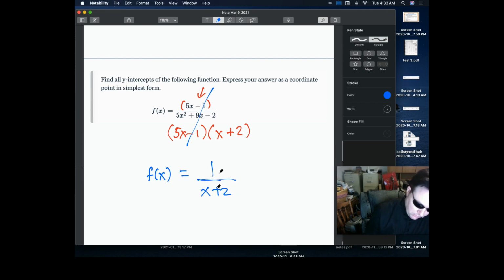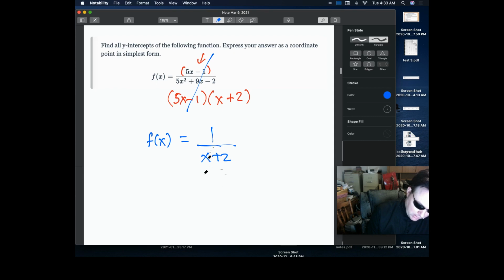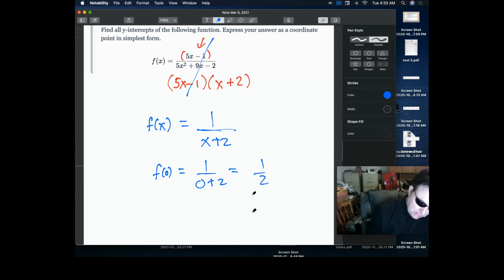And so if we solve this problem, the y-intercept is when x is 0. So if you make x 0, you get 1 over 0 plus 2, which is 1/2. Okay, so that means that you have the point 0, 1/2. And I just want to show you what it's going to look like.